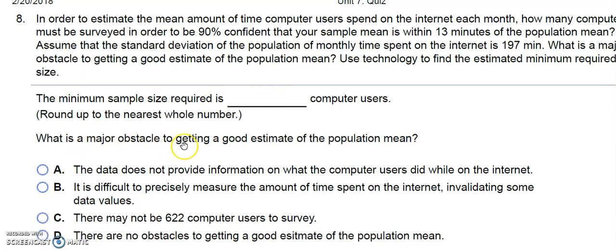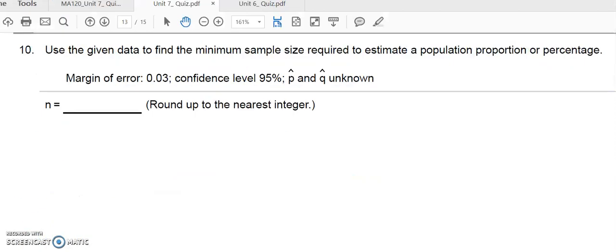And the major obstacle to getting a good estimate of the population mean, we would say it's difficult to precisely measure, invalidating some data values. So that would be the most appropriate.